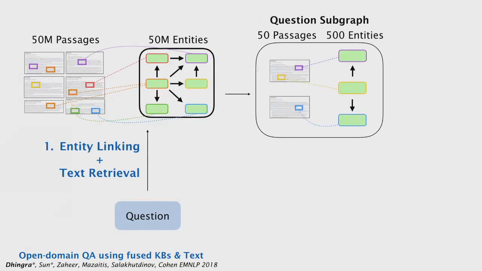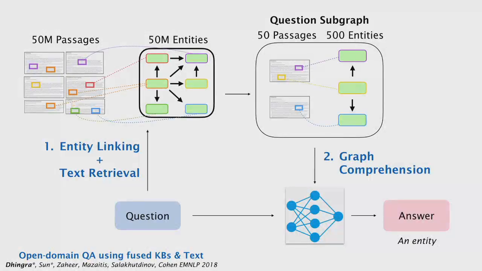In general, the kind of corpora and knowledge bases we will consider can be very large. So we'll start, once again, with a retrieval step, and now we're going to augment it with an entity linking step for identifying the important entities mentioned in the question. Using that, we're going to extract a small subgraph, say 50 passages and 500 entities, which is relevant to the question and is likely to contain the answer. Next we're going to run a graph comprehension step, instead of a reading comprehension step, for identifying the answer within this subgraph. And now I'm going to assume that my answer is an entity instead of a span.